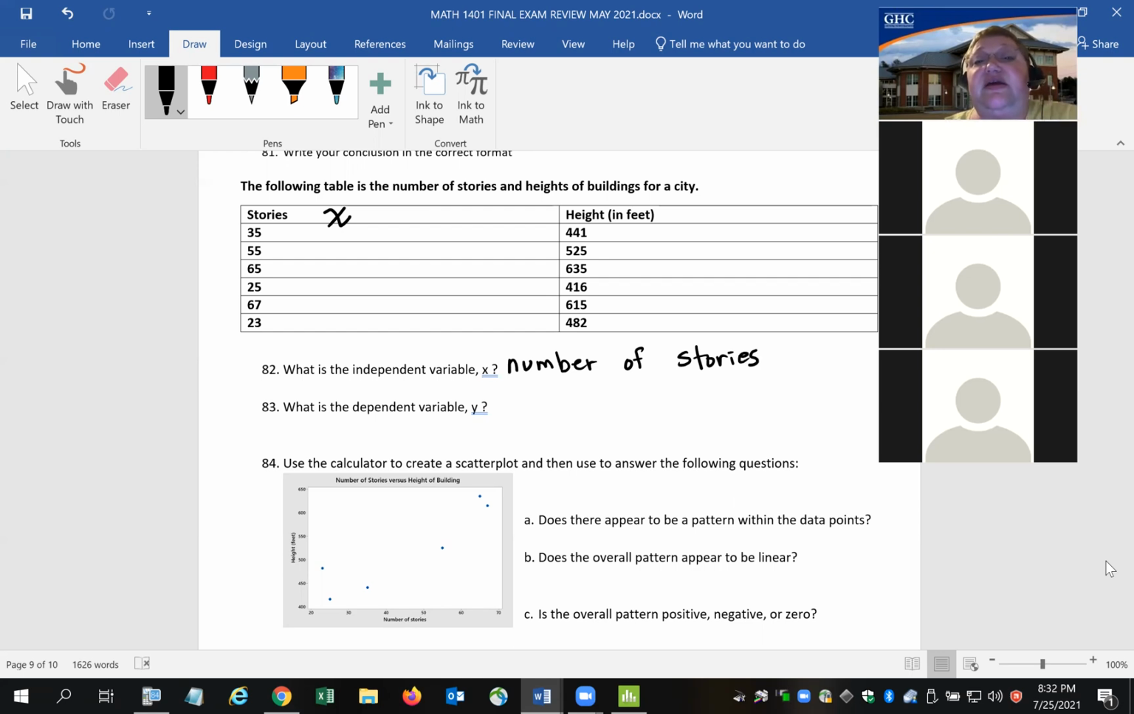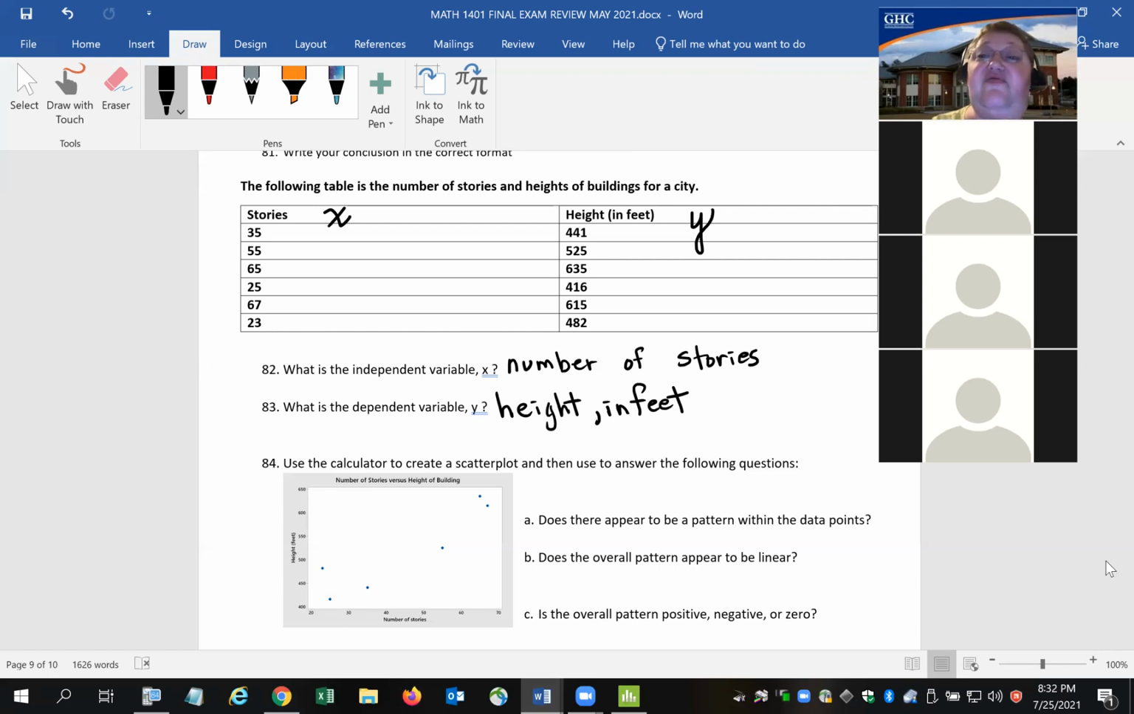The dependent variable then, which is determined by the number of stories, the height depends on the number of stories. So the y, or the dependent, is your height. And in most cases, and because I wrote the questions, I know it's this way, the left-hand column is the independent, and the dependent is in the right-hand column. That is the standard, so that everybody, regardless of where they are, reads it the same way. So the dependent here is your height.